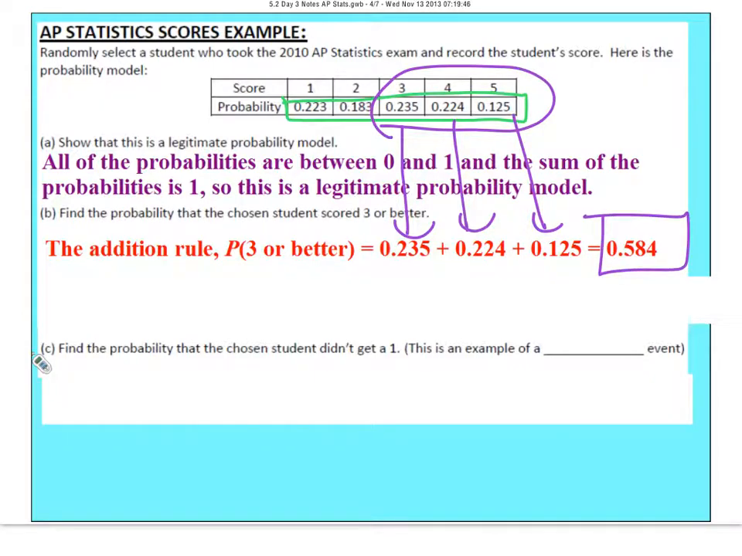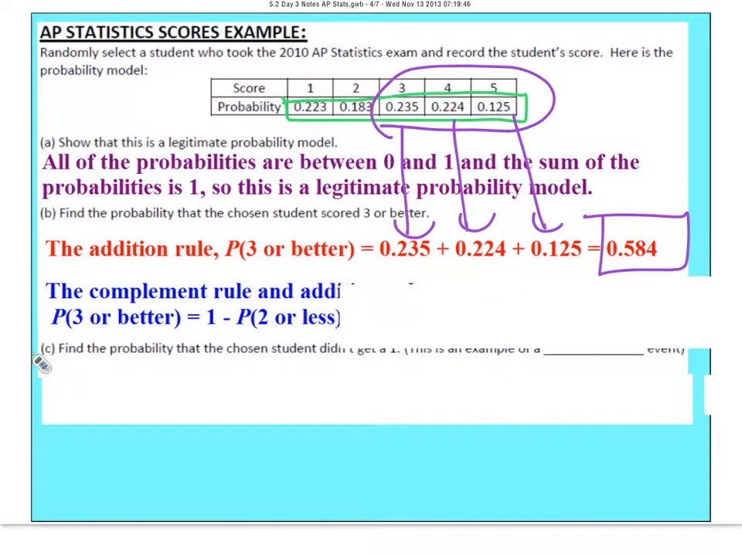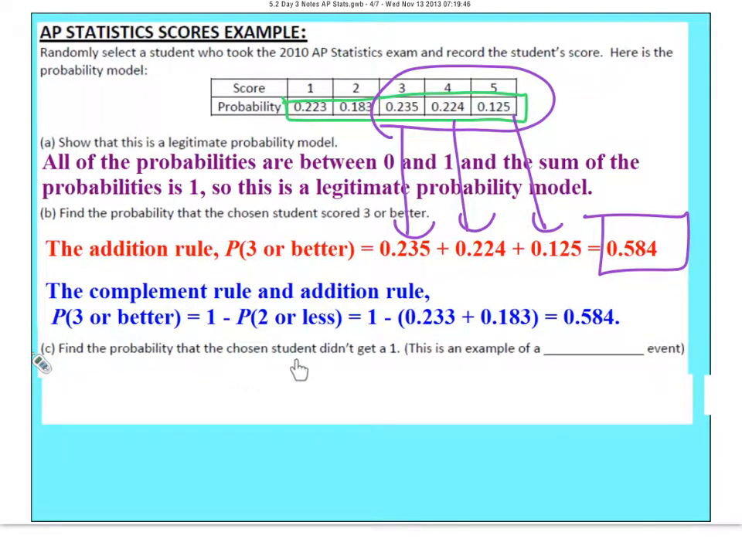Now, there's actually a different way you could do this problem. If you wanted to, you could use the complement rule and the addition rule together. So if you get a 3 or higher, the complement of that would be, how about doing 1 minus a 2 or less? All we're going to do is take these 2 here and subtract them from 1, and lo and behold, that's going to give us the same answer, obviously.